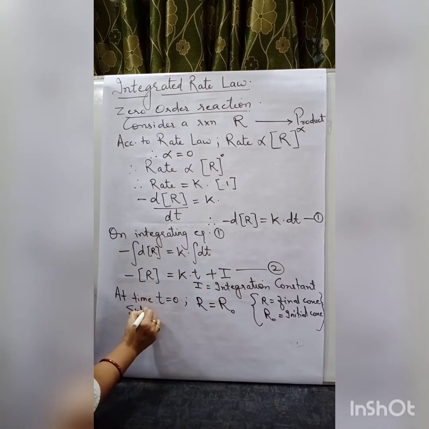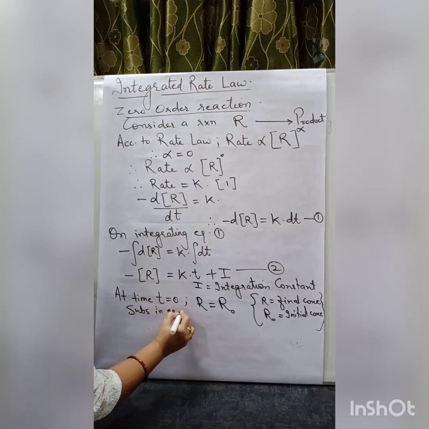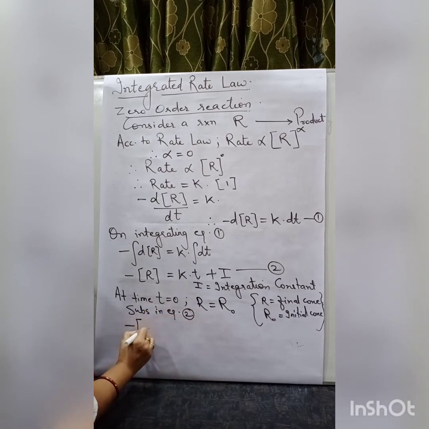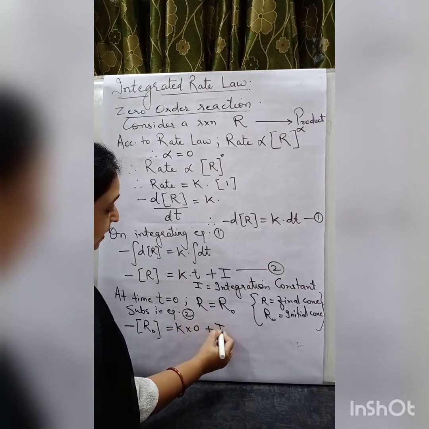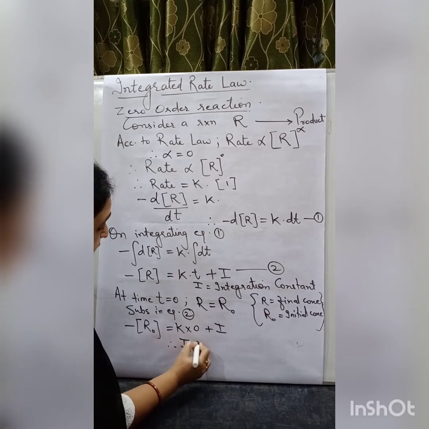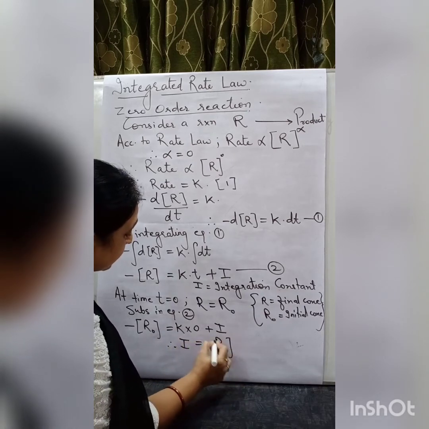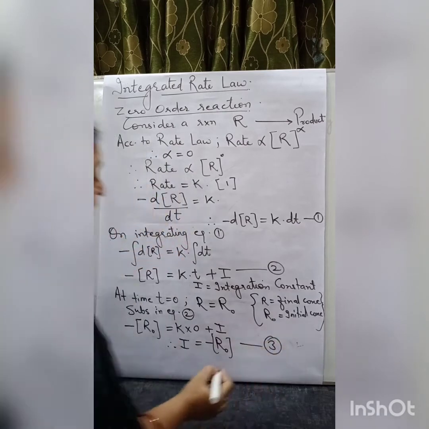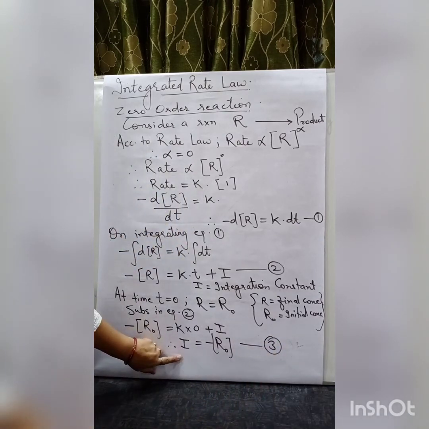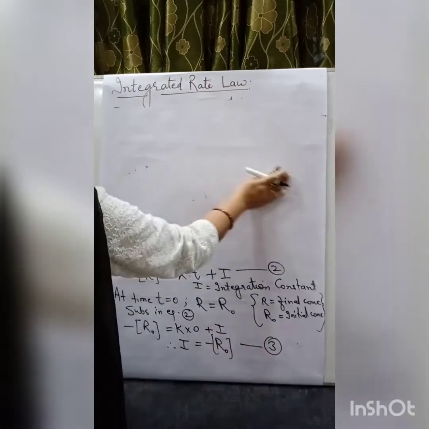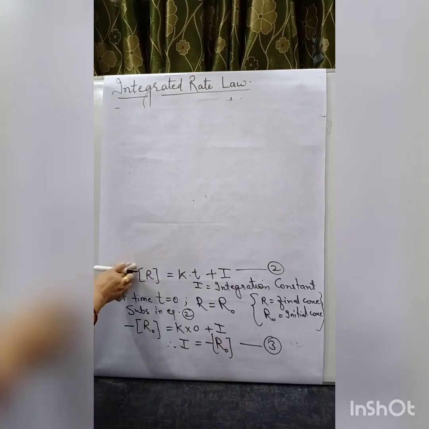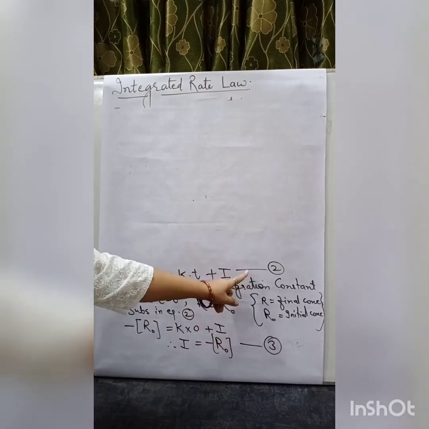Substituting in equation number 2, instead of R, I will put R0. Minus R0 is equal to K into time is 0 plus I. Therefore, I is equal to minus R0. Let this be equation number 3. Substitute equation number 3 in equation number 2.